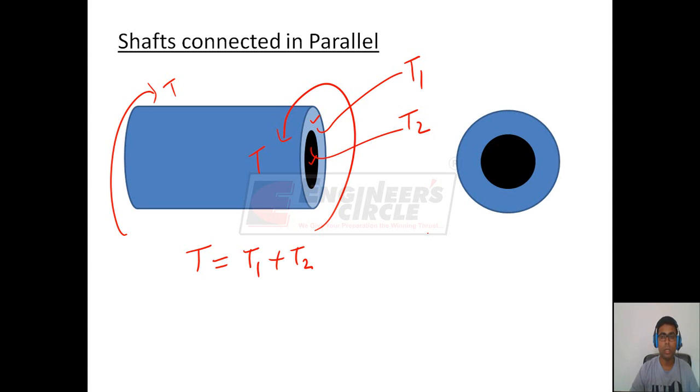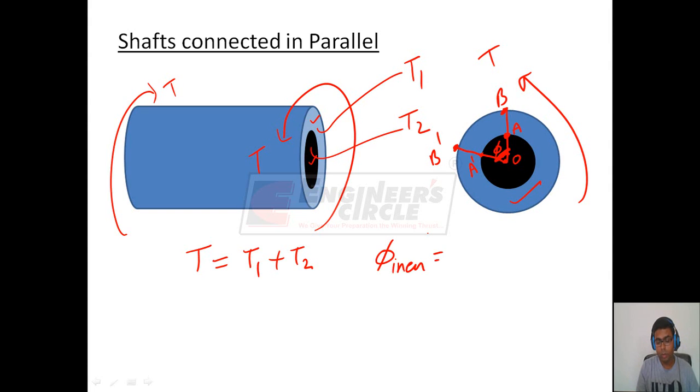Now if we consider this cross section, due to the application of twisting load T, this line OB will move to OB dash. So if we see the angle of twist, that is this angle, for this outer cross section it will be phi. But if we see the angle of twist for this inner cross section, that is A has moved to A dash, it is still this angle which is phi. So we can say that phi of the inner cross section will be equal to the phi of the outer cross section if the shafts are in parallel.